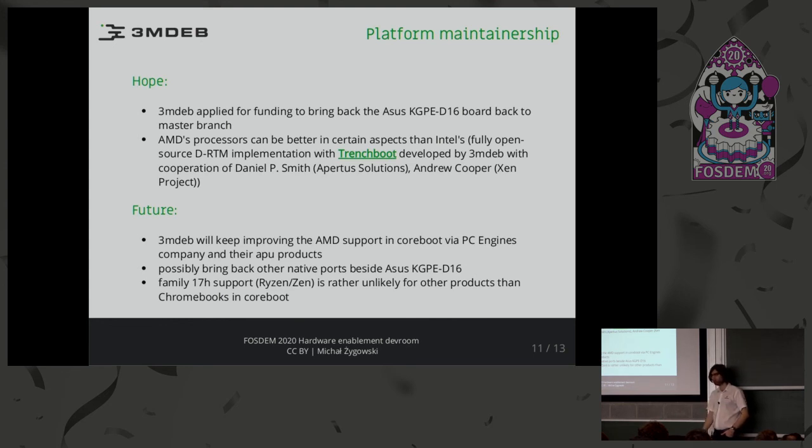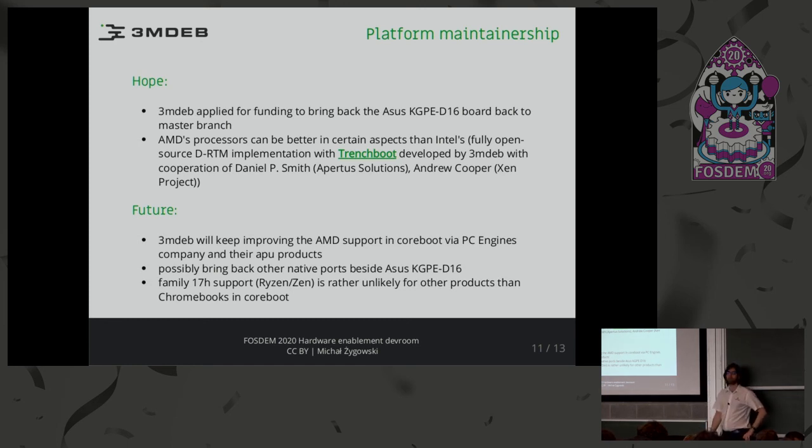Why did we even bother with this? First of all, as I said, it's libre hardware. Secondly, for example, the KGPE board has IOMMU and has DRTM capabilities. And in contrast to the Intel TXT implementation, the AMD DRTM can be fully open source. So we can have SRTM and DRTM fully open source on such platforms.